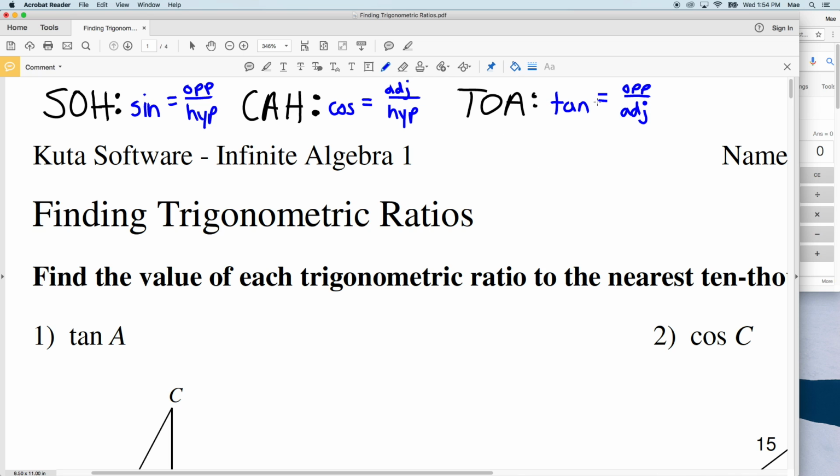Go ahead and write these at the top of your paper if you're unfamiliar with them, but eventually it's pretty easy to remember. SOH CAH TOA. Sine equals opposite over hypotenuse. CAH, cosine equals adjacent over hypotenuse. TOA. Tangent equals opposite over adjacent.